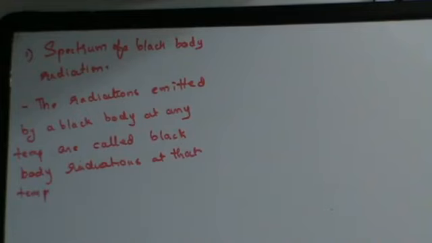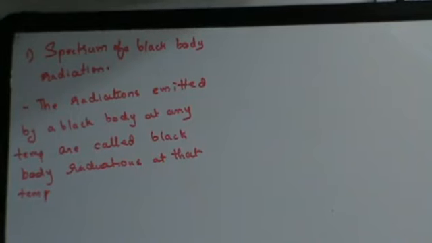Now, black body radiations are electromagnetic waves just like your normal waves, and they follow the laws of electromagnetic waves. That means it is a mixture of waves of different wavelengths. The intensity and the quality of the radiation depends upon the temperature.